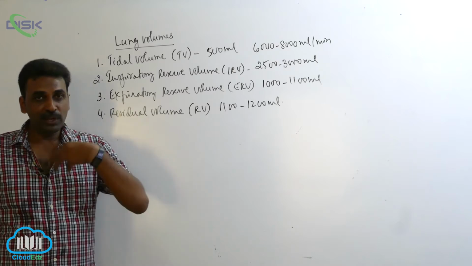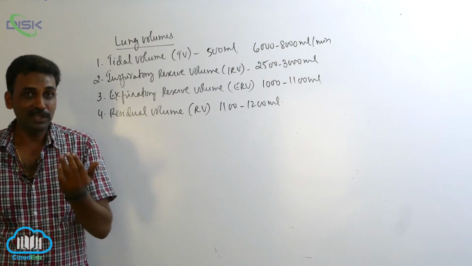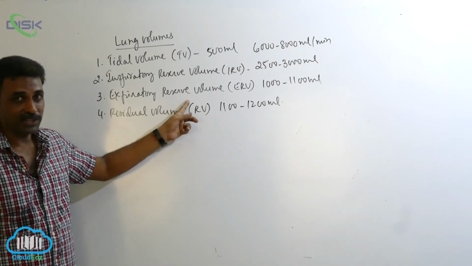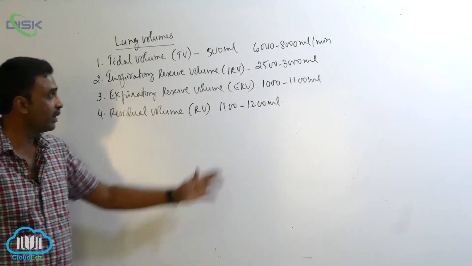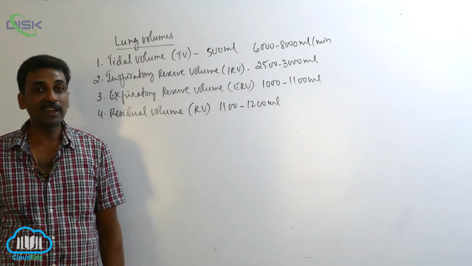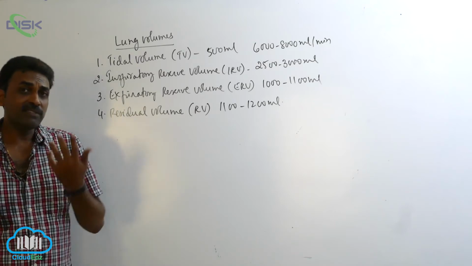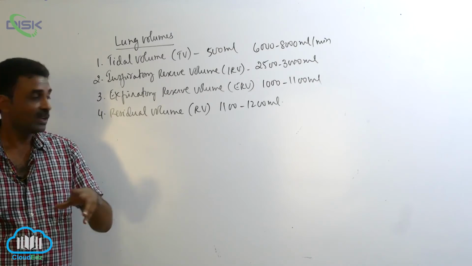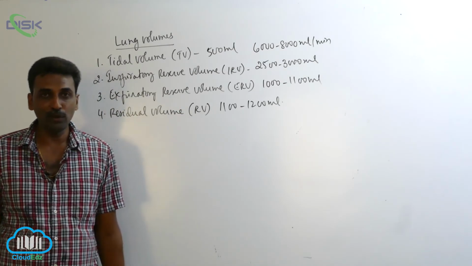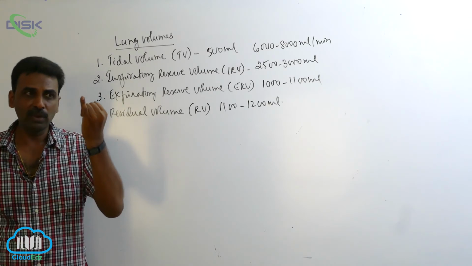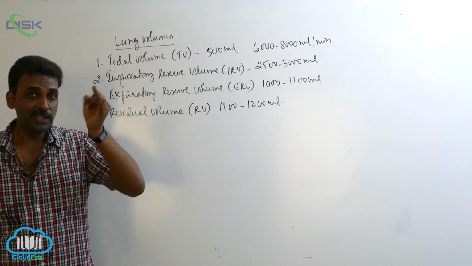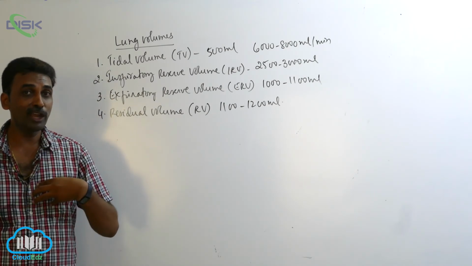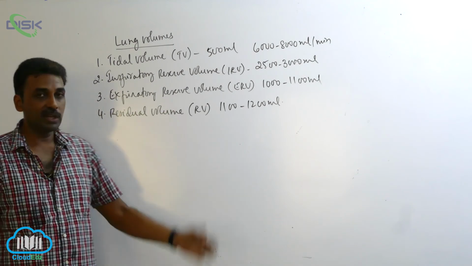Expiratory reserve volume. During quiet breathing, after normal expiration, forcefully the person pushes out more air. That is forceful expiration. That is nothing but expiratory reserve volume. It is equal to 1000 to 1100 ml. Now, even after forceful expiration, there is still some amount of air left behind in the lungs always, and that is called residual volume. So normal inspiration is over, normal expiration is over. After normal expiration, forceful expiration is also over. After forceful expiration, there is still some amount of air left behind. That is equal to the residual volume.